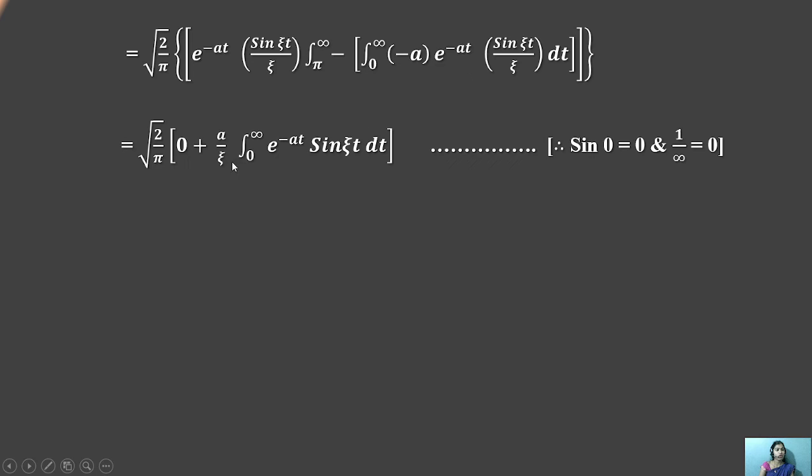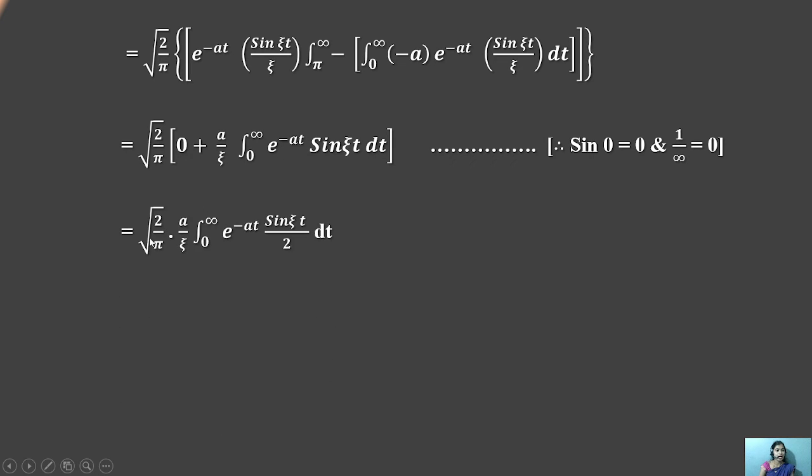Okay, after solving the equation, square root of 2 by pi, this equation gives a value at infinity. We know that sin 0 is converted to 0, so it equals 0, and 1 by infinity is converted to 0. Then both values of the first part will be 0, plus in the equation minus a, minus minus gives plus a, and the denominator gives the value ξ, integration 0 to infinity e to the power minus at sin ξt dt.